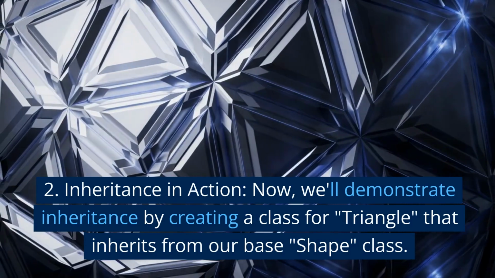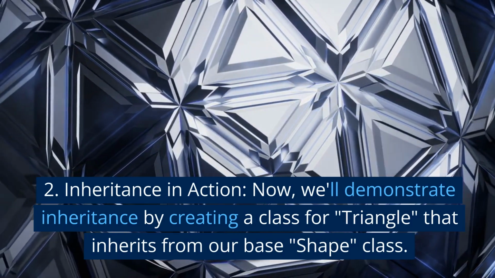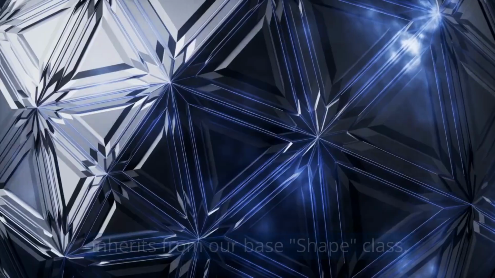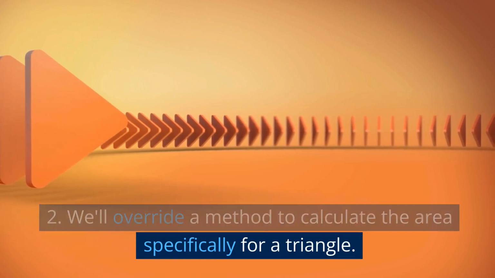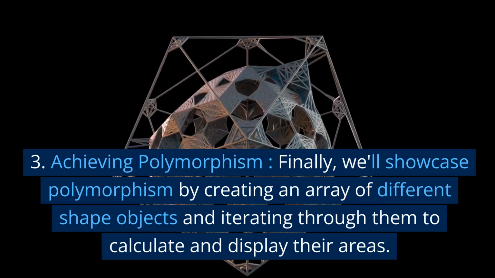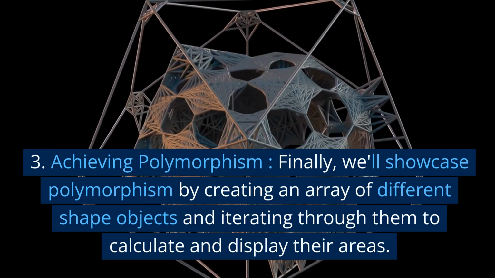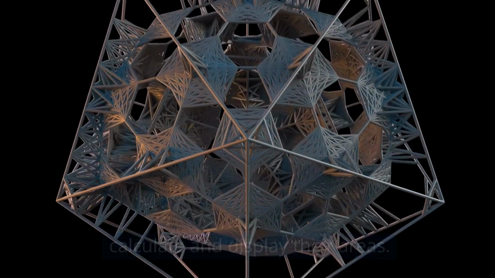2. Inheritance in action. Now, we'll demonstrate inheritance by creating a class for triangle that inherits from our base shape class. We'll override a method to calculate the area specifically for a triangle. 3. Achieving polymorphism. Finally, we'll showcase polymorphism by creating an array of different shape objects and iterating through them to calculate and display their areas.